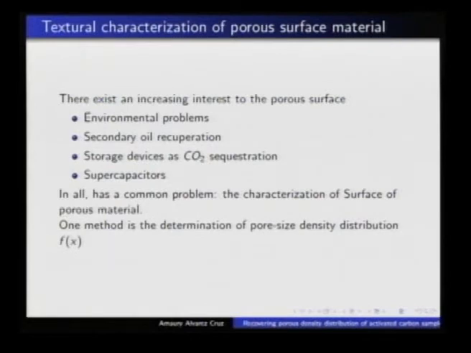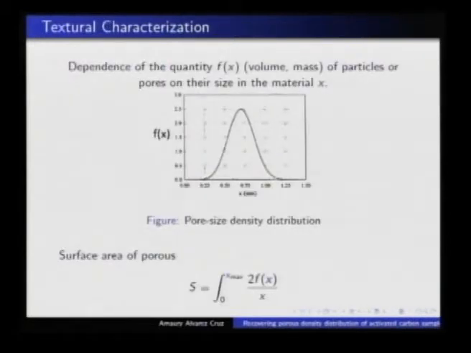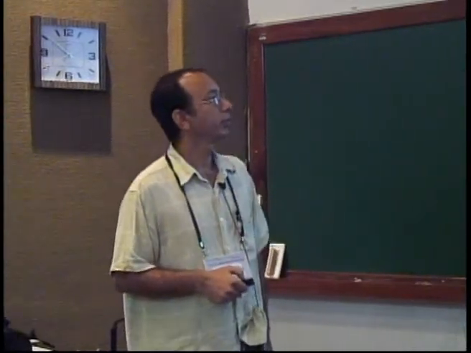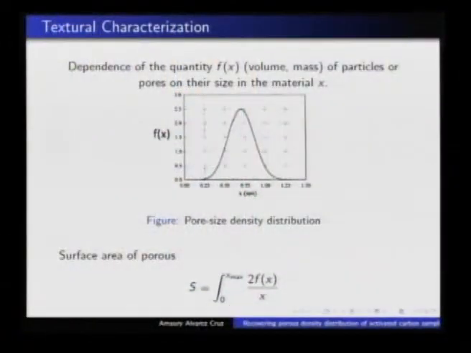In all the problems I mentioned here, there is a common problem. It's the characterization of the surface material, and this determination is possible using the porous size density distribution. This function describes the density of mass or volume with respect to the porous sizes. Once I have the porous size distribution, we can obtain other parameters of the porous medium, like surface area or permeability, etc.